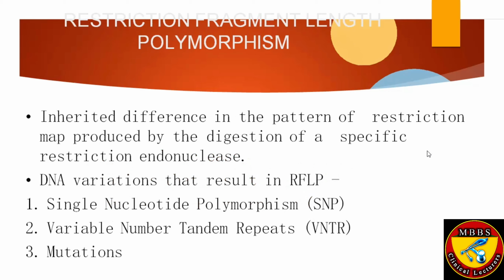Restriction fragment length polymorphism is an inherited difference in the pattern of the restriction map produced by the digestion of a specific restriction endonuclease. DNA variations that result in restriction fragment length polymorphism include single nucleotide polymorphism, variable number tandem repeats, or mutation.